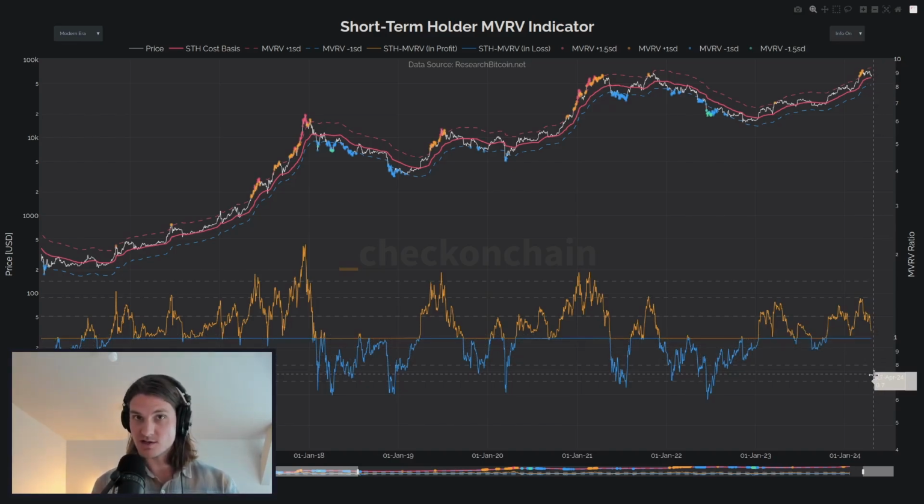What we don't want to see is the inverse. Note that in bear markets, this thing will act as resistance. This is people selling their cost bases. Give me my money back. I want to take whatever exit liquidity the market offers, selling at that cost basis.